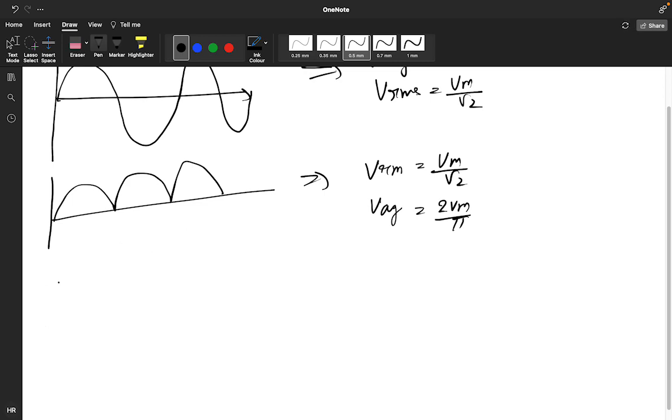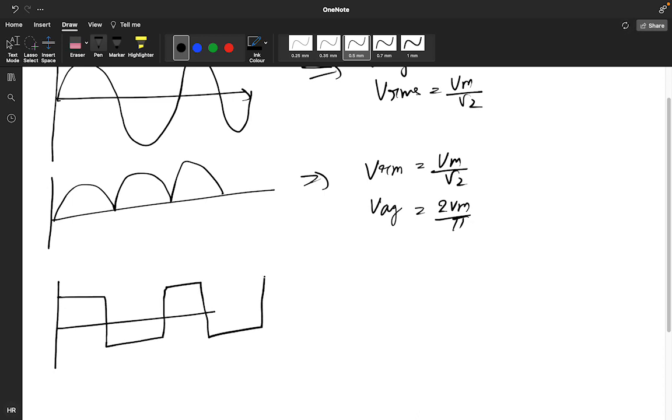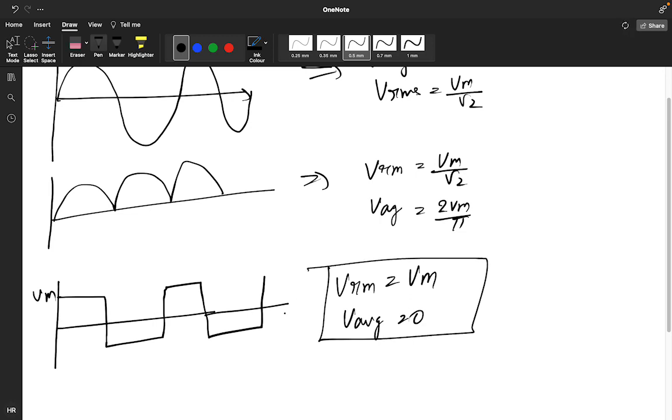Now, if you have this kind of signal, a square wave, this is Vm, Vrms will be Vm only, and V average will be 0 for a square wave signal.